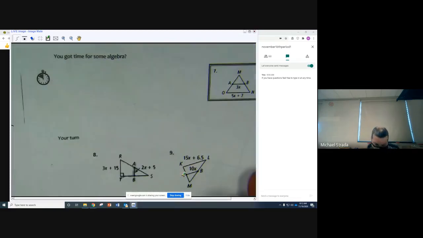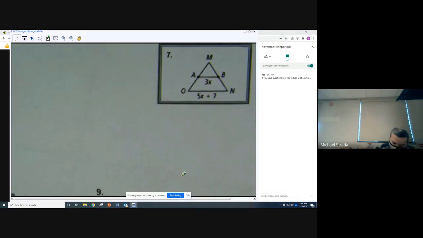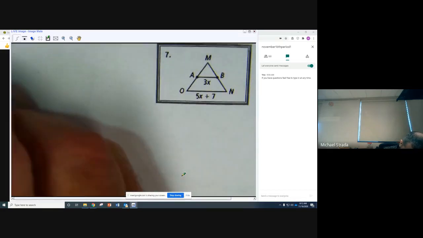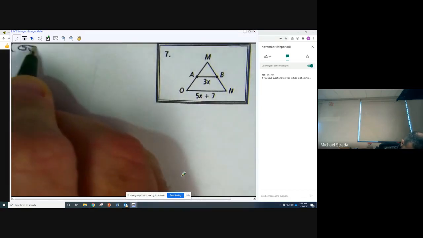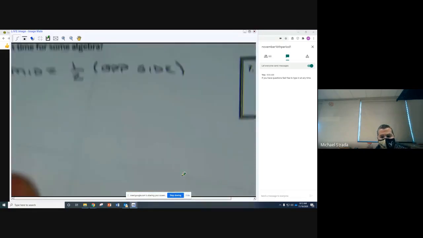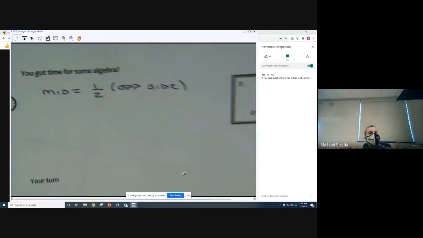This is what we expect to see. All right? Not that you need to write this down, but here's the idea. The mid-segment equals 1/2. We'll call it the opposite side. Okay? The mid-segment is 1/2 of the opposite side. All right?